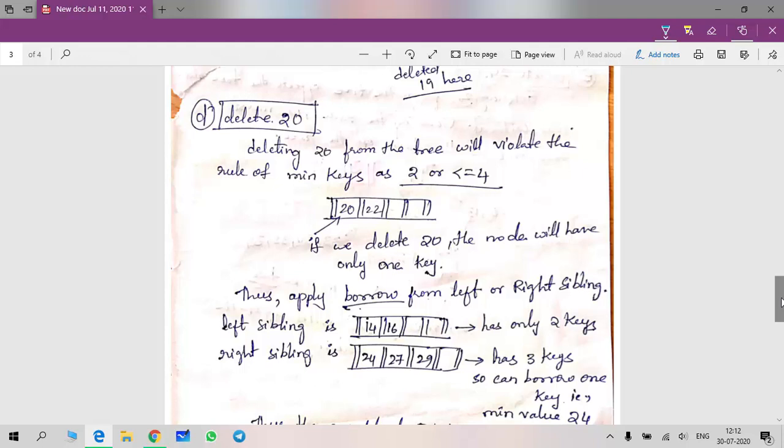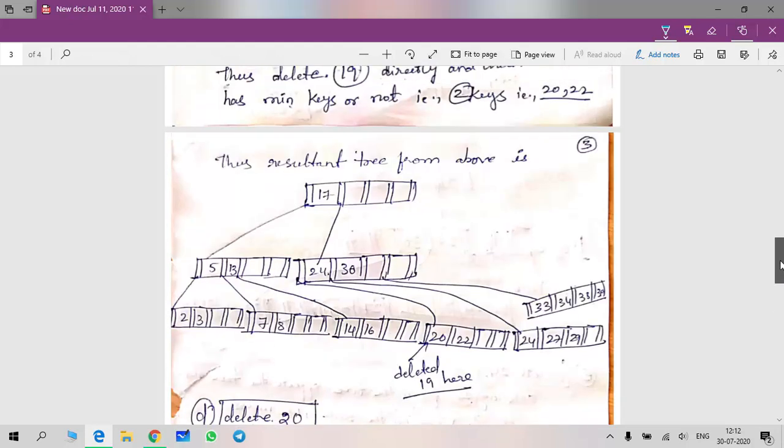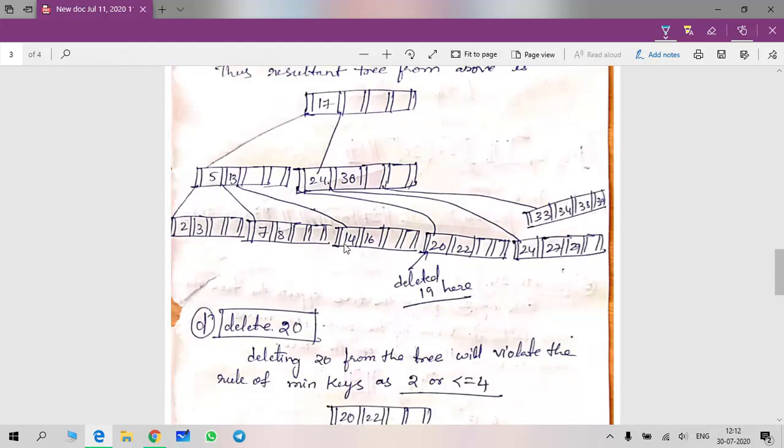Thus apply borrow from left or right sibling. See from the above, what is the left sibling? It is having 14, 16. Okay, the right sibling is 24, 27, 29. If we try to take one element from the left sibling, that is 14, 16, again this node will violate the rule, right? If we take 16 from here, then 14 will be the only single element. Thus we are planning to take from the right sibling.